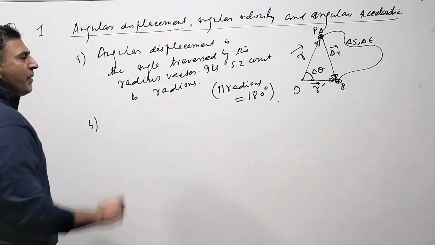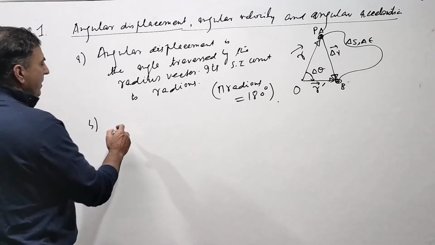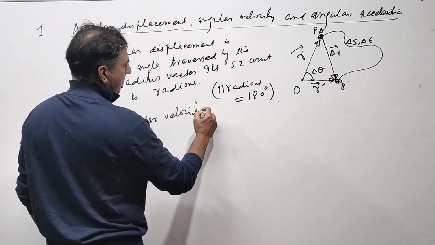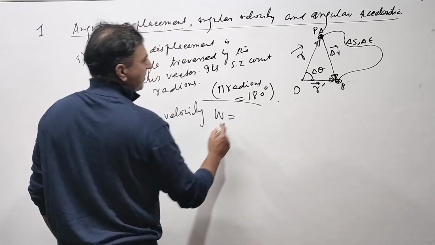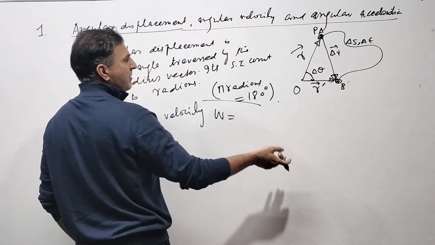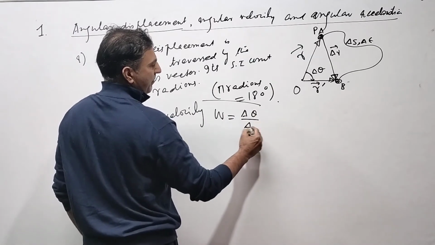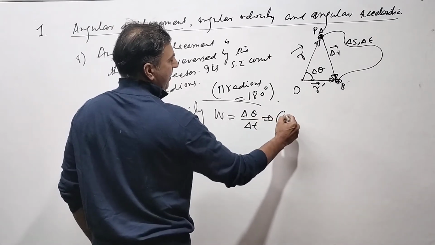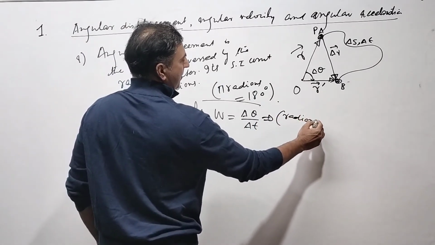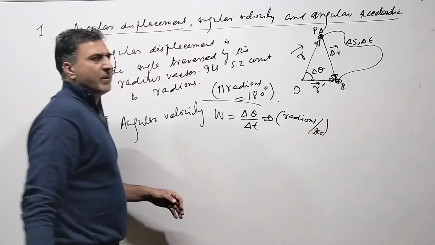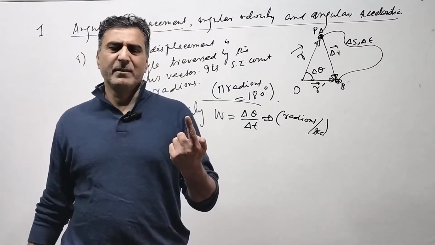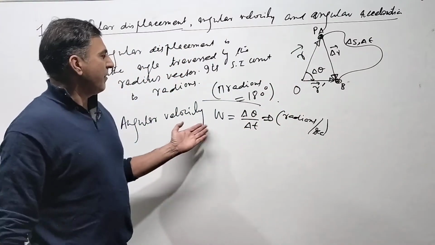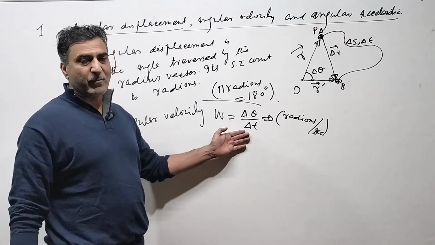So if we need to define what is angular velocity, omega, that is angular displacement traversed per unit time. That is the angular velocity, and its unit is radians per second. How much angle is subtended in one second? एक सेकंड में इस रेडियस वेक्टर ने कितना एंगल कट किया? That is average angular velocity, of course.